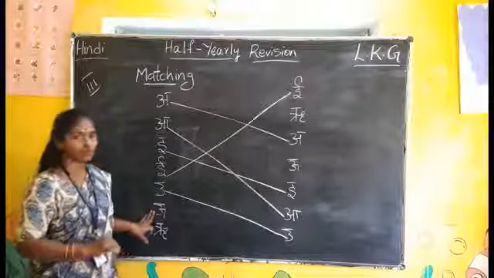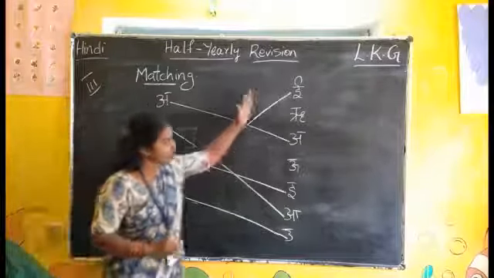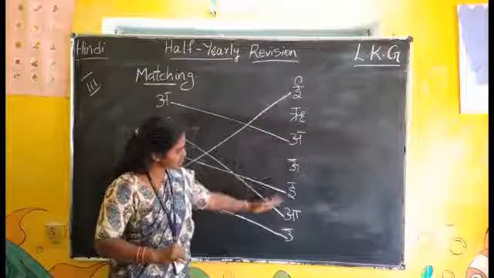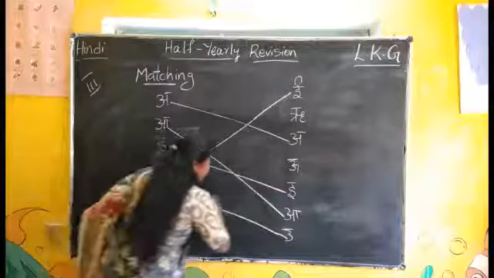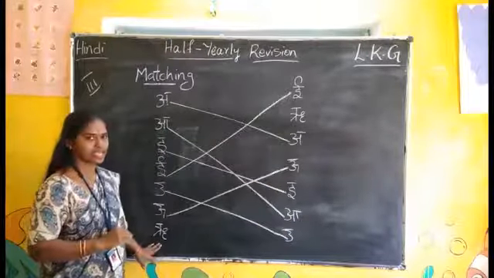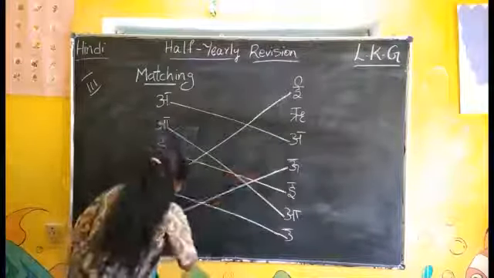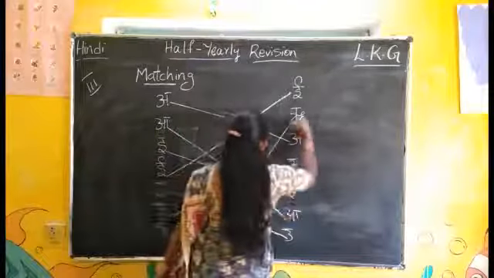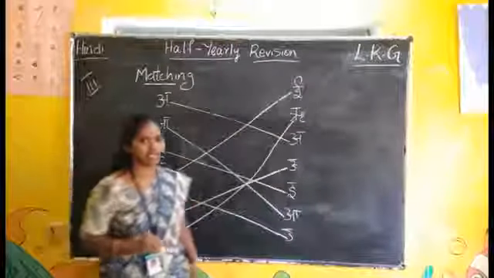Next one, U. U say Oon. Where is letter U? Come on. This is letter U. Okay. Good. Next one, Re. Re say Rishabh. This is no? Okay, come on, match the letter Re to Re. Like this, you have to practice, children. Write neatly. Thank you.